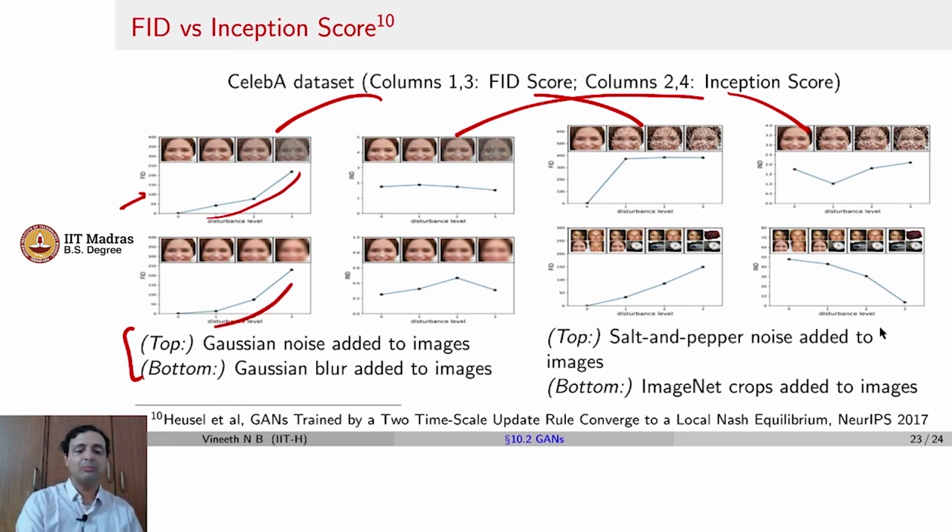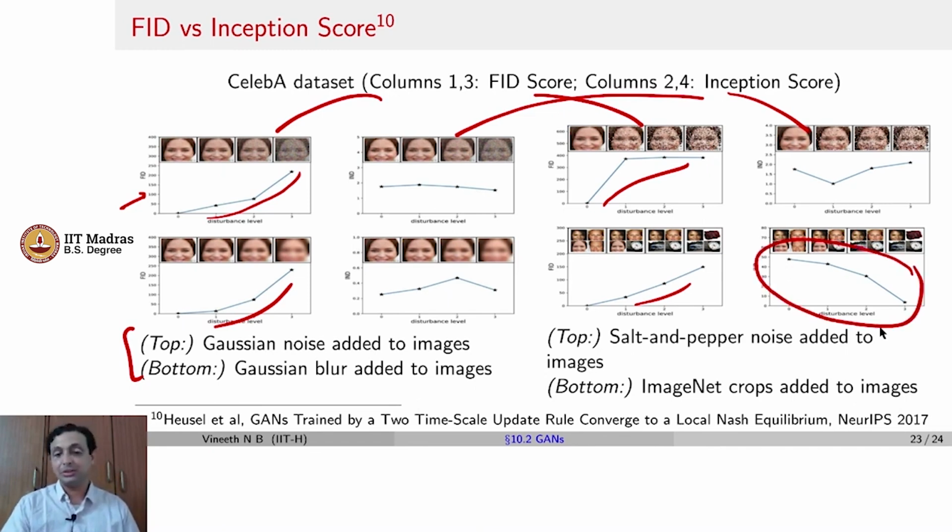Similarly here too, when Gaussian blur is added, the FID keeps increasing. Similarly, when salt and pepper noise is added, the FID keeps increasing. And when ImageNet crops are added to the CelebA dataset, so you take some images from ImageNet, crop certain portions and keep adding them to your CelebA dataset, once again the FID score goes up. On the other hand, for the inception score, it's very evident that when ImageNet crop is added, the inception score goes down over time, which is once again expected. Remember, a higher inception score is good. So as more noise comes in, the inception score drops.